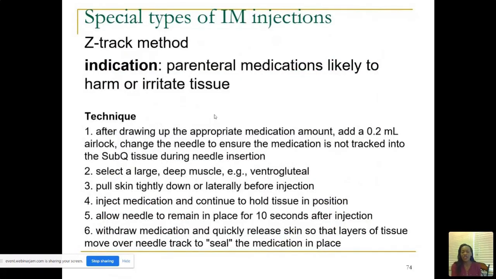Z-track. So Z-track is a skill question, okay? You're gonna drag and paste step 1, step 2, step 3, step 4, like that. But what is the purpose of Z-track? Why do we do it? And how do we do it, okay?